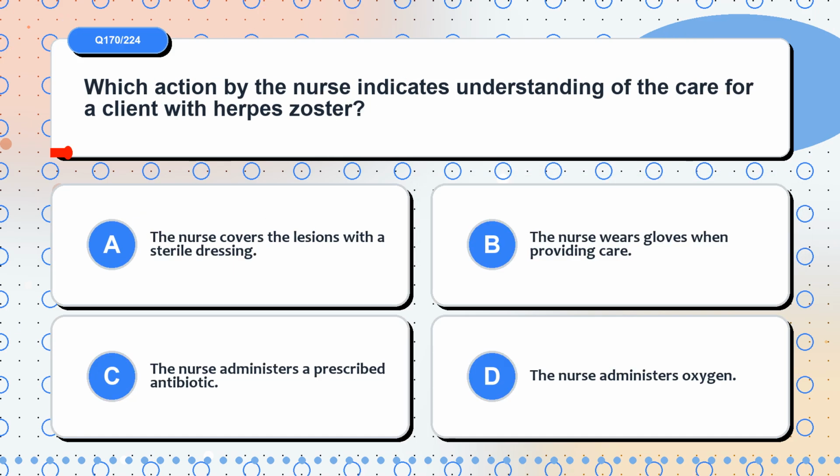Question 170. Which action by the nurse indicates understanding of the care for a client with herpes zoster? Here are the options. Option A. The nurse covers the lesions with a sterile dressing. Option B. The nurse wears gloves when providing care. Option C. The nurse administers a prescribed antibiotic. Option D. The nurse administers oxygen.